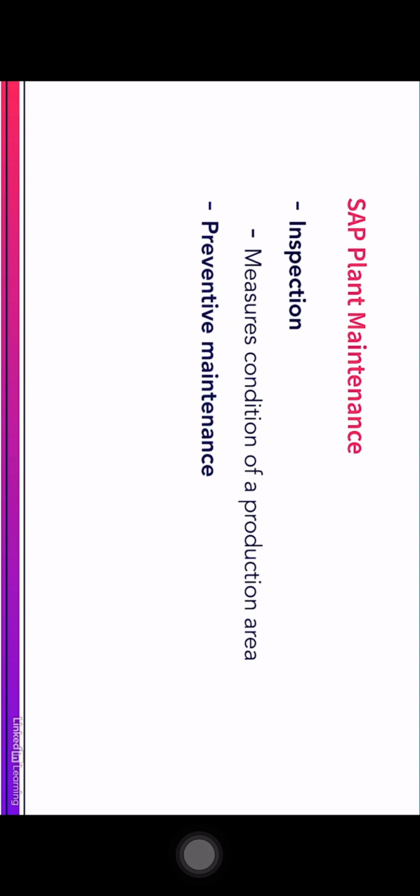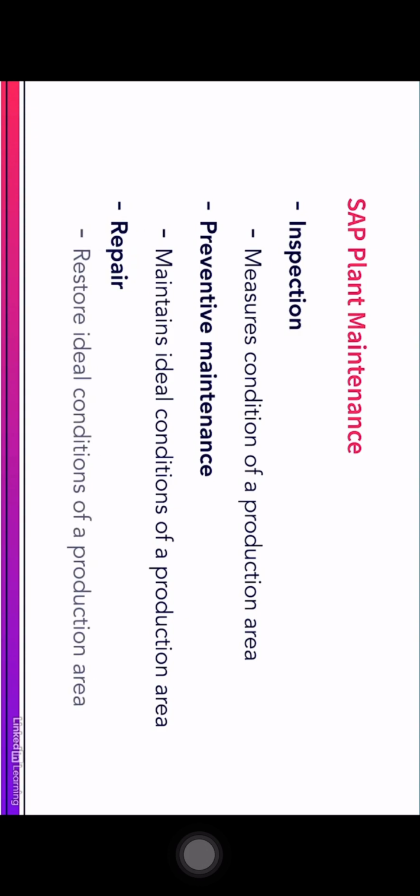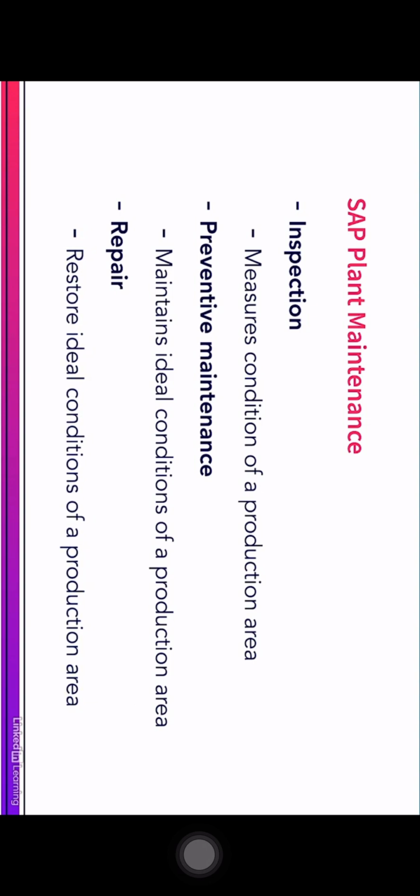Next, preventive maintenance is used to maintain the ideal condition of a production area. Similar to how an oil change in your car keeps everything in good working order, preventive maintenance in SAP ensures the work areas are kept in the best condition possible. Finally, we have repair. Repair functions are used to restore the ideal condition of a production area. Functionality here allows immediate response to an event that causes a production shutdown.